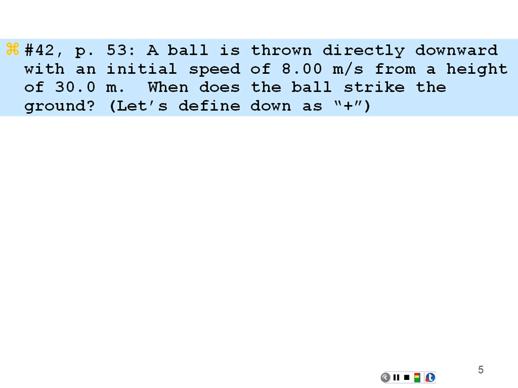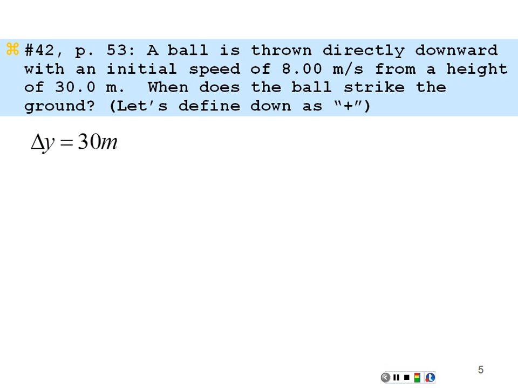A ball is thrown directly downward with an initial speed of 8 meters per second from a height of 30 meters. When does the ball strike the ground? So in this case, we're going to define down as positive because that's our initial velocity direction. And if down is positive, the acceleration of gravity will be positive as well, and hence it's going to be increasing our speed as we're falling.